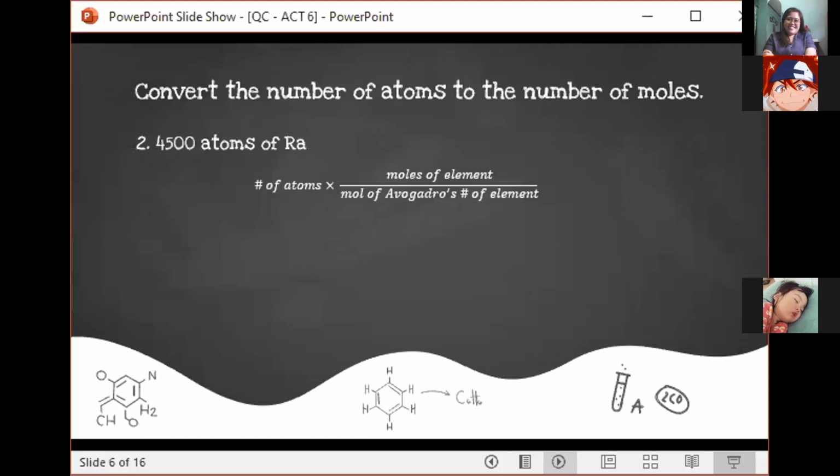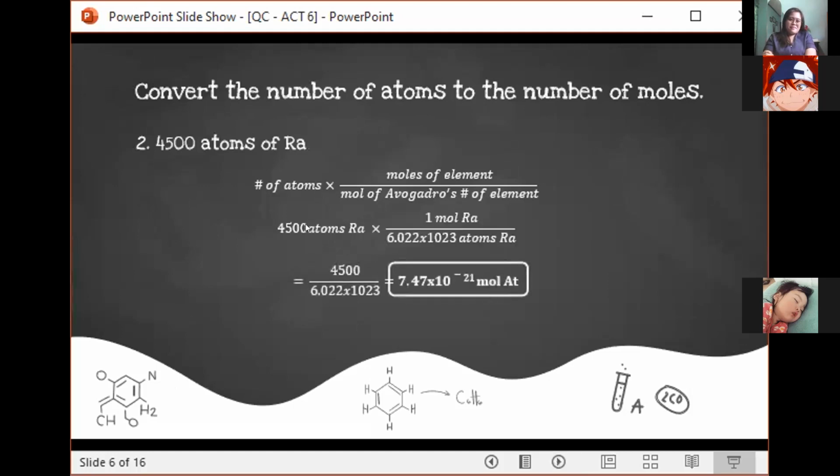So 4,500 atoms of radon. Same pa rin yung formula. Same pa rin yung thought doon na i-divide lang. Kung ano yung nasa baba, dapat, ay kung ano yung given, dapat yun din yung sa baba na unit. So if grams yan, dapat grams din dito. Kasi para makancel ito na lang yung matira. So kasi ang hinahanap man natin is number of moles, dapat yung ending natin is number of moles din. So 4,500 atoms of radon is equal to 7.47 times 10 raised to negative 21 moles of radon. Radon yan siya, radon.